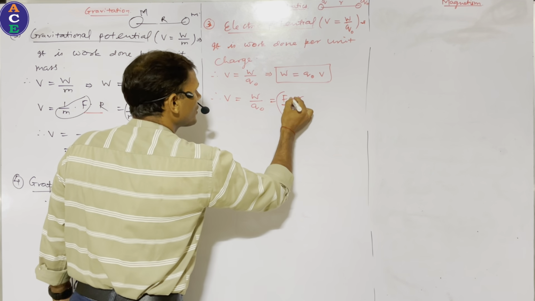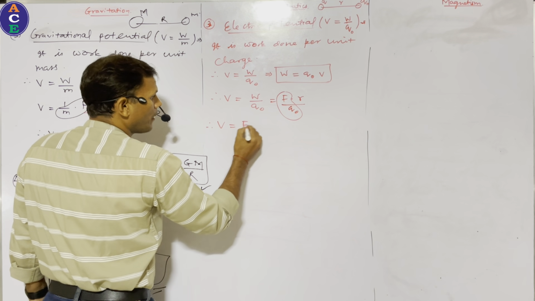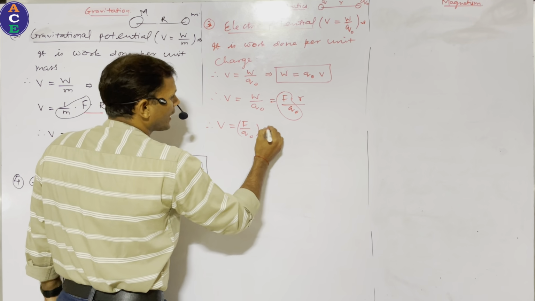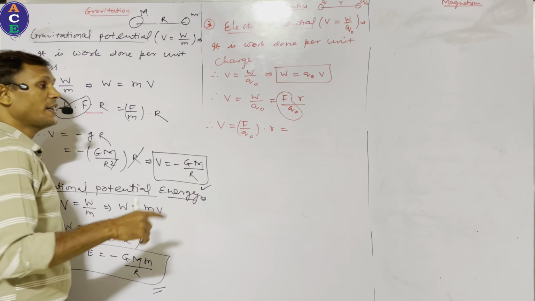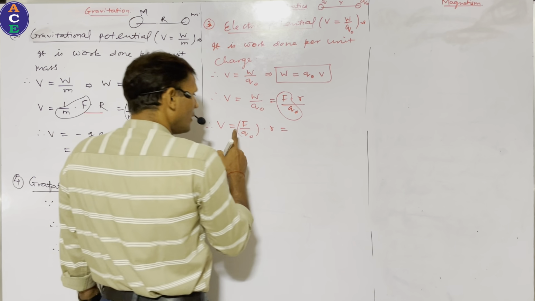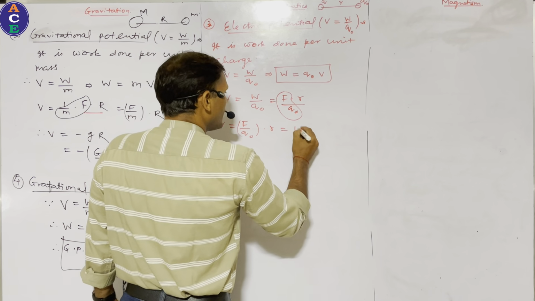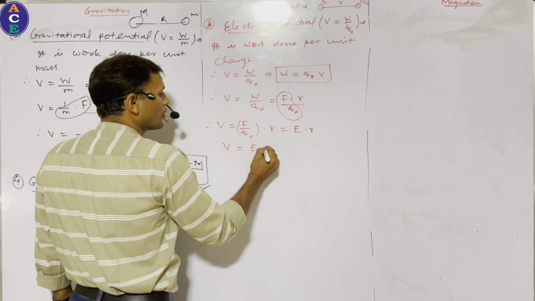So I will take now this part. We can write V is equal to F by Q naught into R, but F by Q naught, electrostatic force acting per unit charge, is nothing but electric field. So electric field into R. So we get V is equal to E into R.